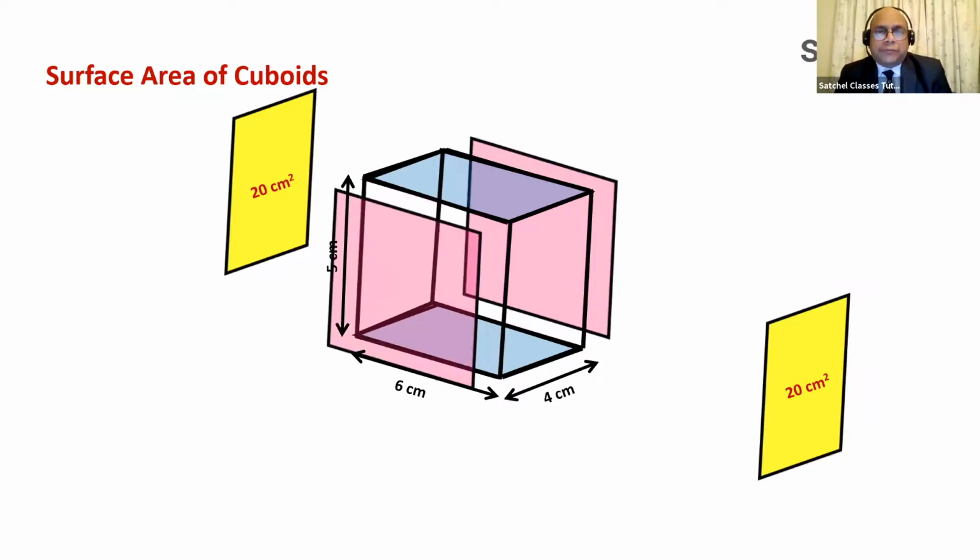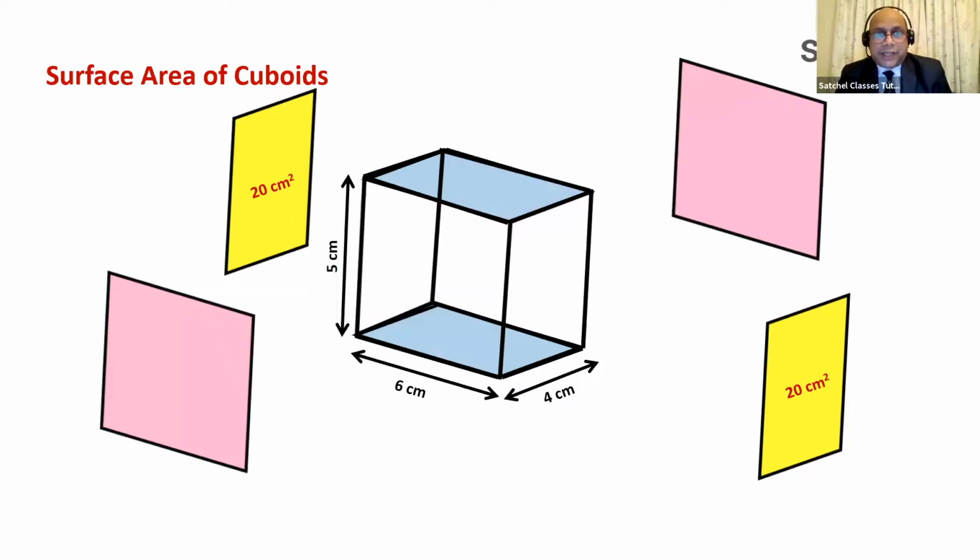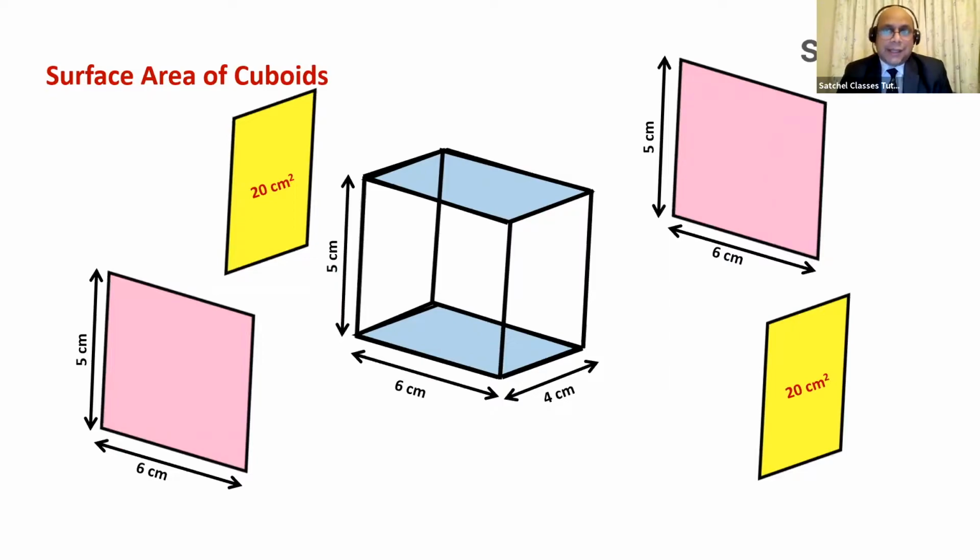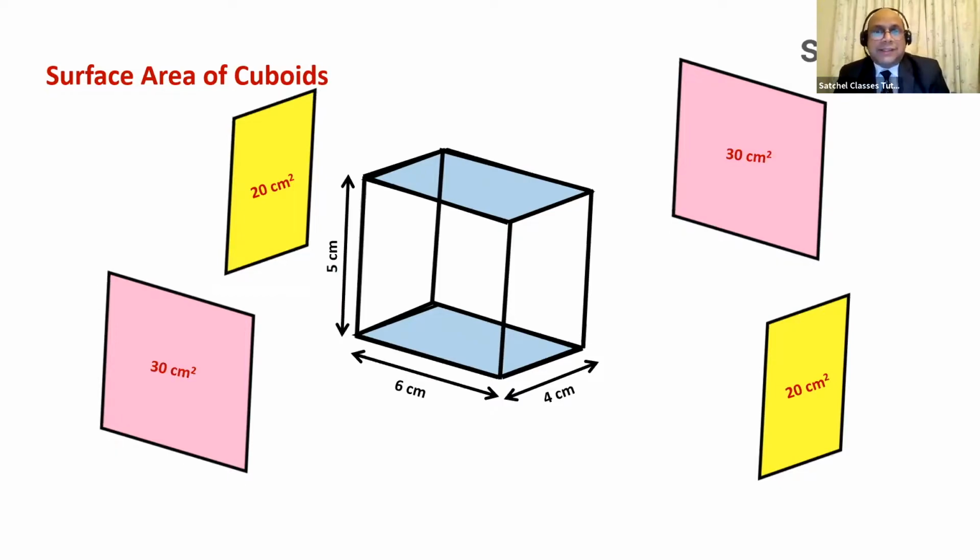How about the side faces? Again, rectangles. The dimension in this case would be 6 centimeters in length and 5 centimeters in width. So the area would be 6 times 5, which is 30 centimeters squared. And finally, we have two rectangular faces on top and bottom.